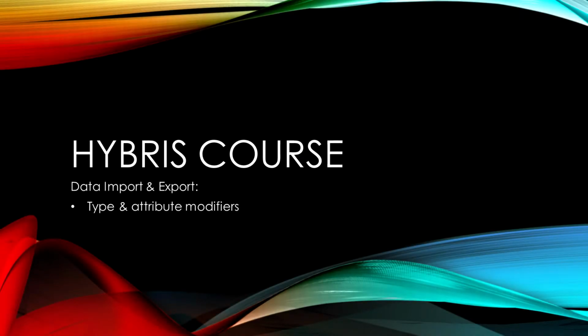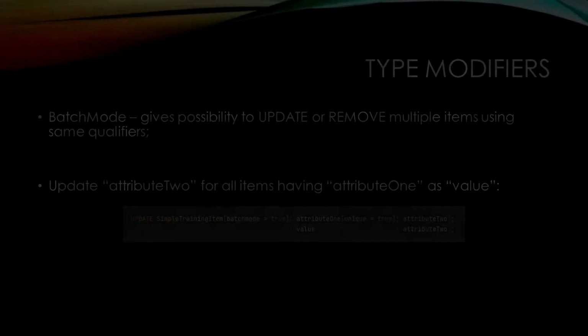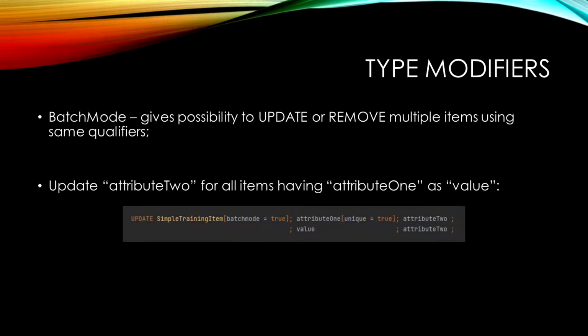Data import and export, type and attribute modifiers. The batch mode modifier lets you update or remove items in bulk. By default, to find the existing item, update or remove needs the set of unique attributes.